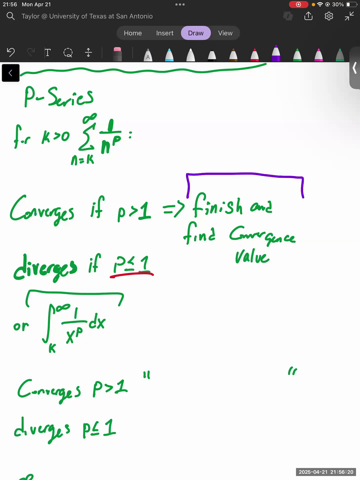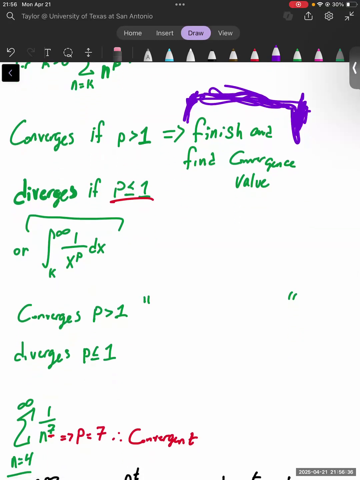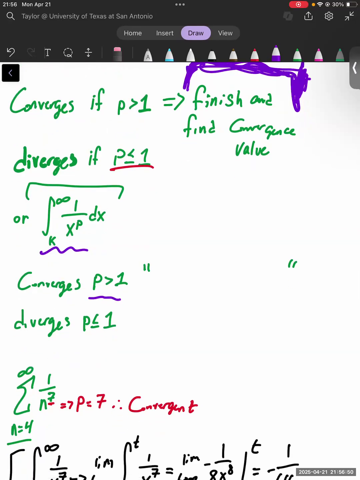But if the series converges, then you have to finish the problem all the way through using maybe another technique, and you'll see what I mean by that later. Finish and find the convergence value. And if it diverges, you're done. The same two conditions apply for integration here: the integral from k to infinity of 1 over x to the p dx converges if p is greater than 1, and diverges if p is less than or equal to 1.